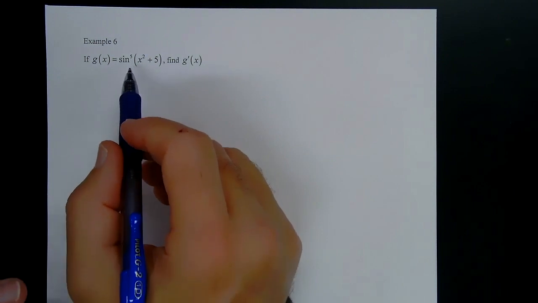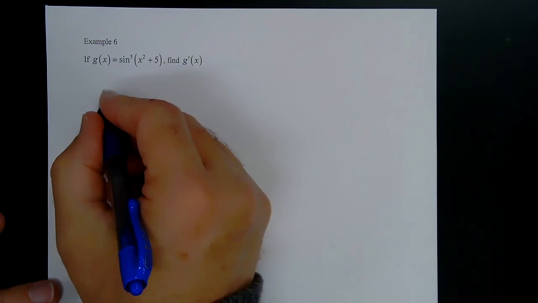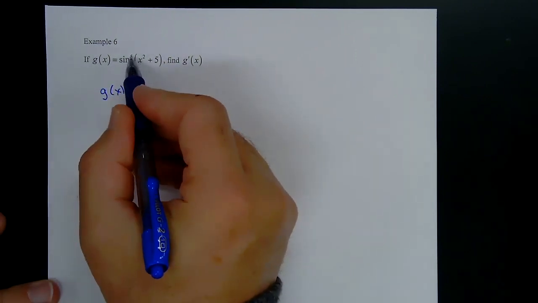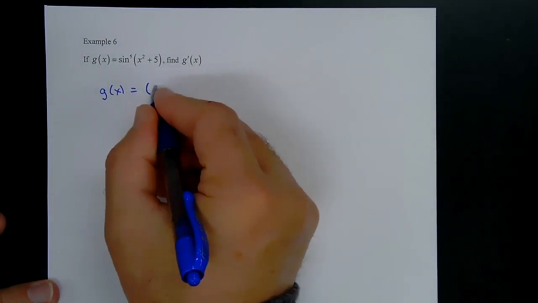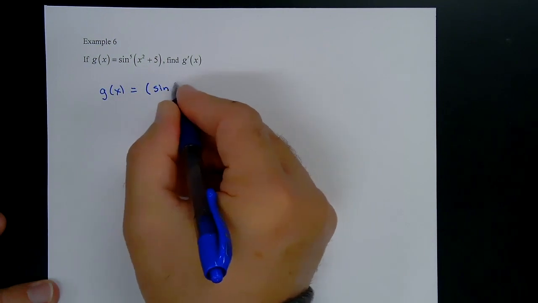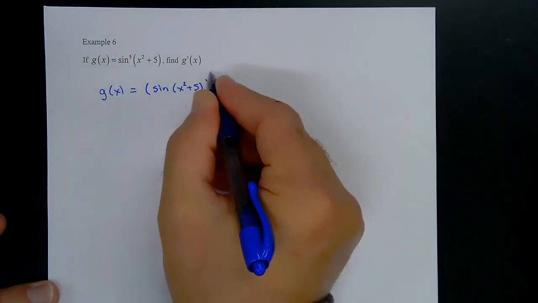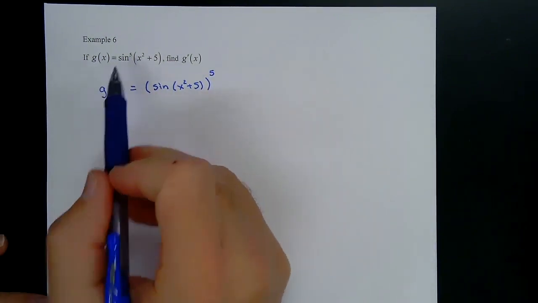So really, in this case, the outside function is this 5th power function. When we rewrite it, we've got to realize, when we see a number here, what does that mean? That really means sine of x squared plus 5 to the 5th power. That's what it means when we see a power right here.